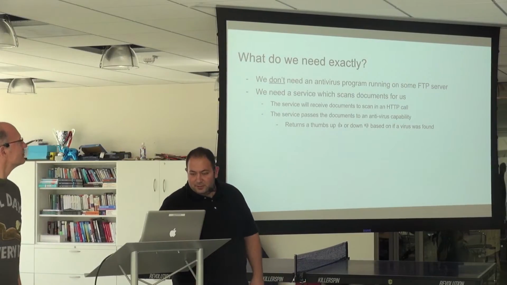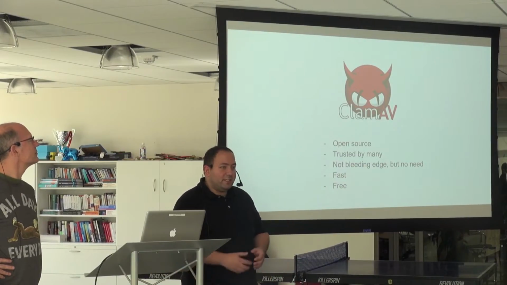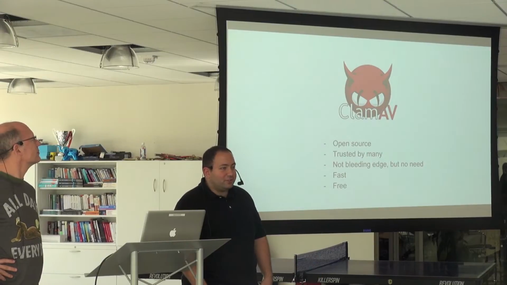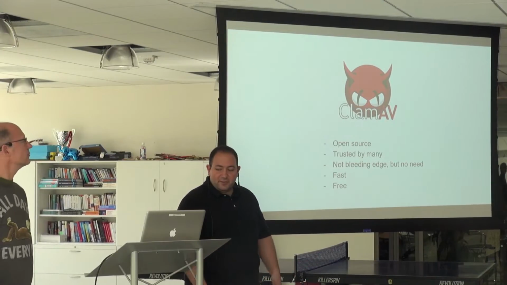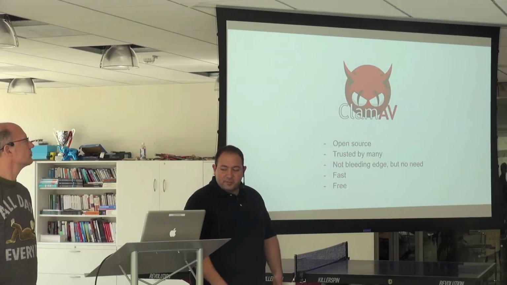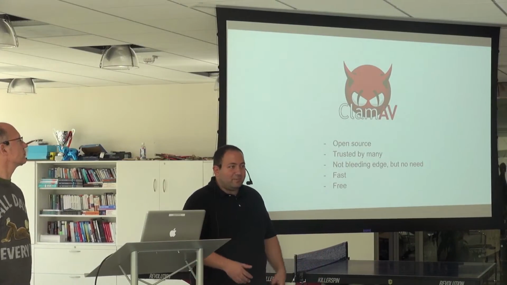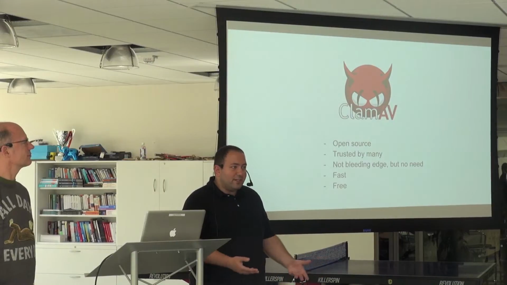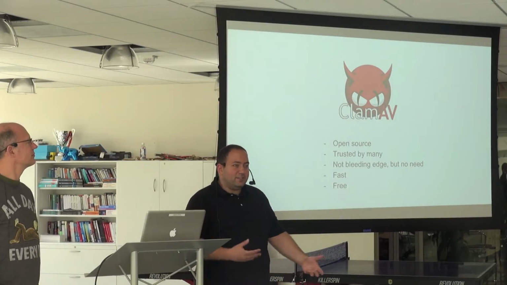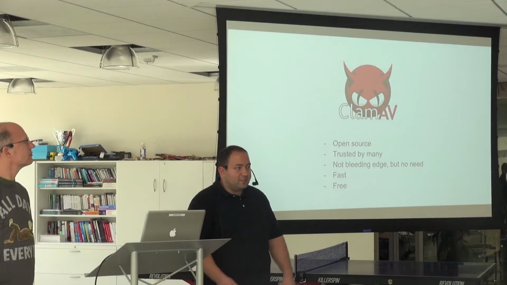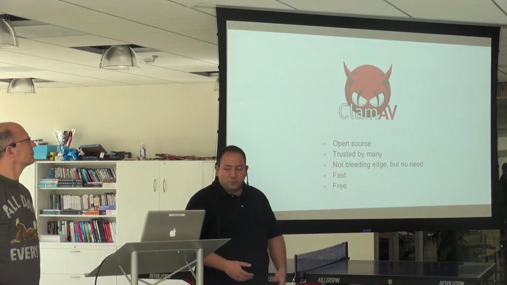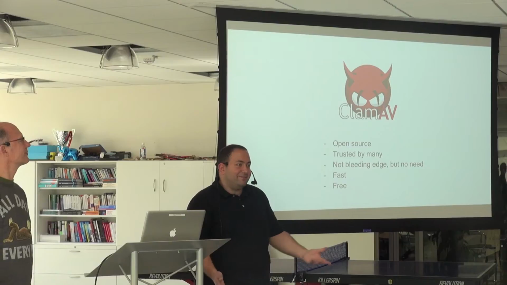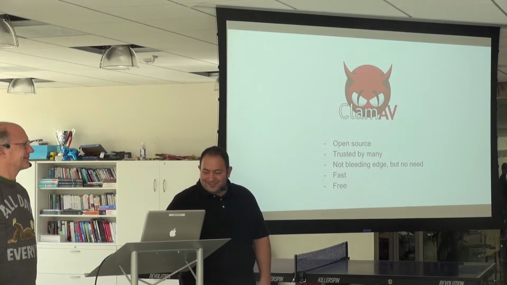Right. So we did some research and we said, what antivirus solutions are out there that we could use? We came across ClamAV. It's open source, trusted by many. It's not bleeding edge, but given that we're just testing Word docs and PDFs, there isn't really a need for the latest bleeding edge antivirus solution. Plus we were in POC mode, so we were looking for something that was free.